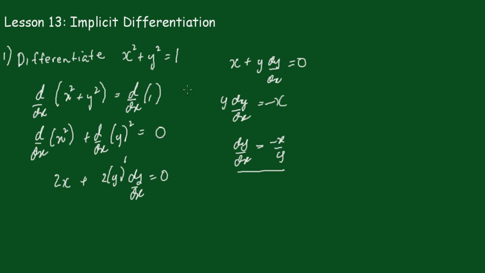Now we could actually go back and work out what y is, but it's quite okay to leave it in that particular form. For example, if we want to find the gradient of a tangent at a particular point on the curve, we simply substitute x and y into that, and that will give the gradient function at that particular point.